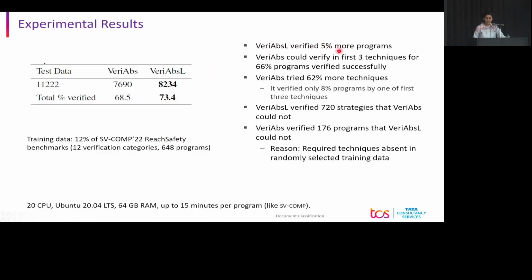So VeriAbs L verified 5% more programs than VeriAbs, and VeriAbs could, sorry, this is wrong. This should be VeriAbs L. VeriAbs L could verify in the first 3 techniques of the strategy, it could verify 66% of the programs. I think that shows the power of using portfolio-driven features, even though they are just Booleans, showing the presence or absence of some structure or some semantics in the program. Just showing the presence and absence.